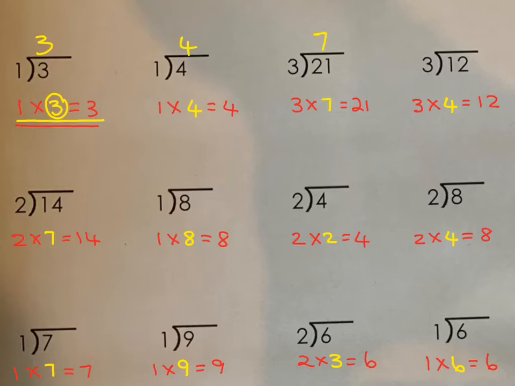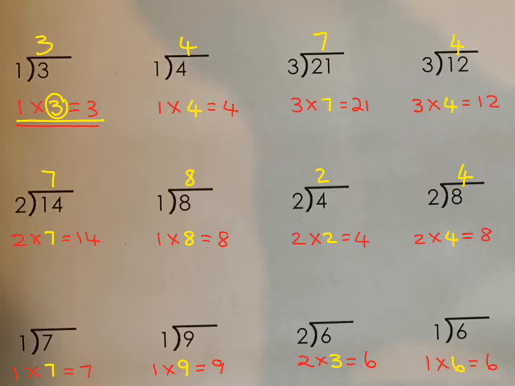3 times what is 12? 3 times 4. 2 times what is 14? 2 times 7. 1 times what is 8? 1 times 8. 2 times what is 4? 2 times 2. The answers are always written on top of the line there, of the box. 2 times what is 8? 2 times 4 is 8.